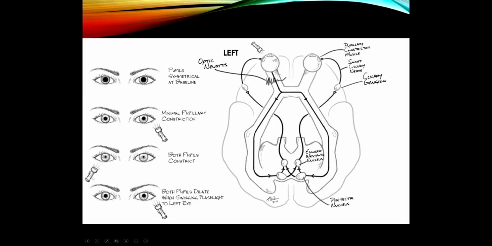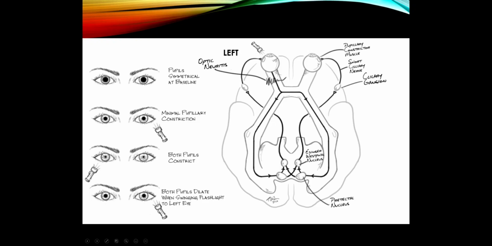When we shine the light in the normal right eye, now much more light is getting in, and so you can see that the pupils constrict more briskly. Now, in the real world, this may seem like, oh, this should be obvious, but it really isn't that obvious. And so what really is helpful to bring this out is to do the swinging flashlight test, where we swing the flashlight back and forth from the normal to the abnormal eye.